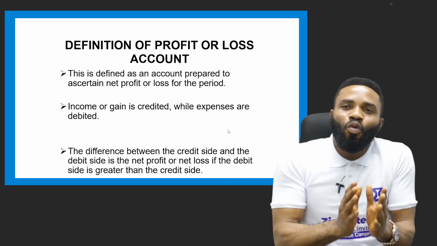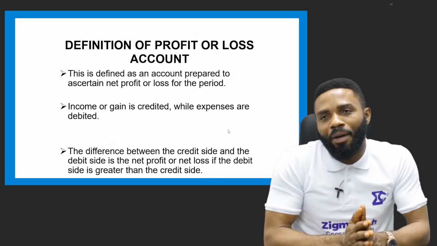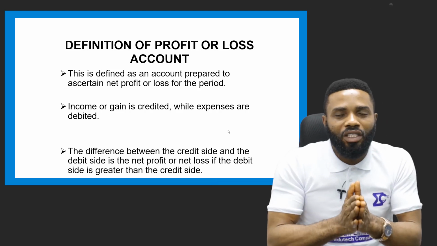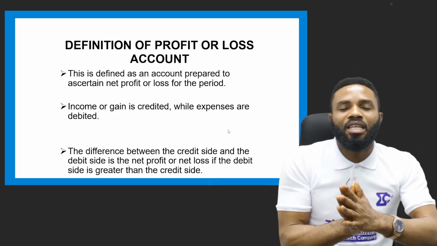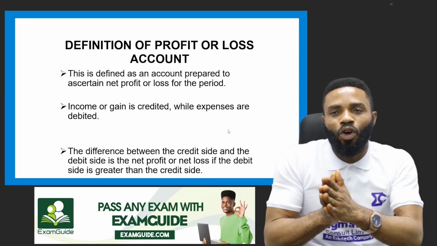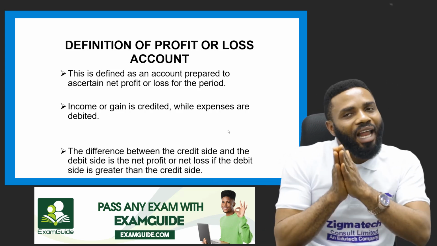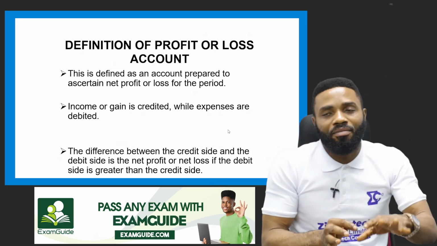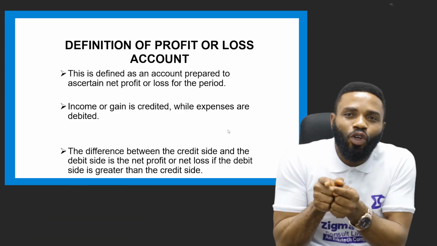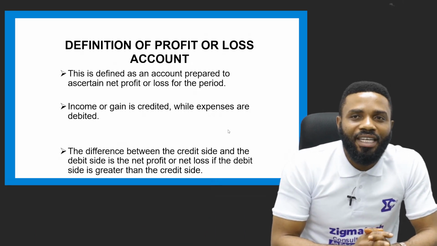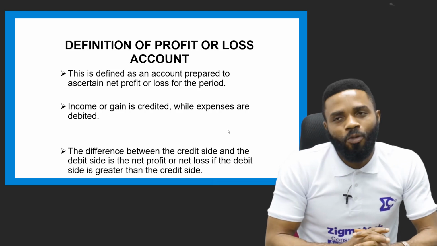Let us now look at what profit or loss account is all about. I said earlier that it is two accounts combined together in one single book. The first one is trading account, and the second one is profit or loss account. Now, we have defined what trading account is. We've looked at the items. Now, we want to look at what profit or loss account is. This is defined as an account prepared to ascertain net profit or loss for the period.